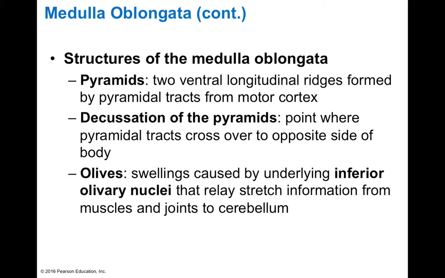Now, where those axons cross to the opposite side is here at the level of the pyramids. So decussation is the crossing point. This is the place where the pyramidal motor tracts cross from right to left or left to right. This is why we actually have contralateral control over our body parts. So the olives are the lateral swellings that are caused by inferior olivary nuclei. Now these are involved with relaying stretch information from muscles and joints to the cerebellum. That way your cerebellum gets a little bit of proprioceptive or body sensation feedback about your current body position.